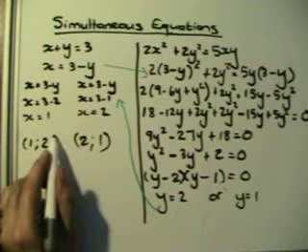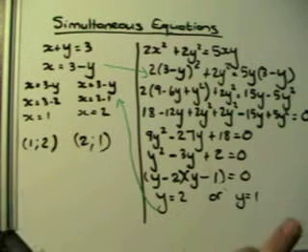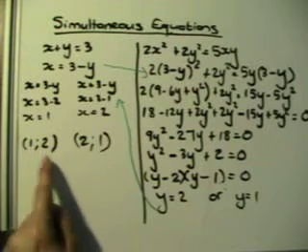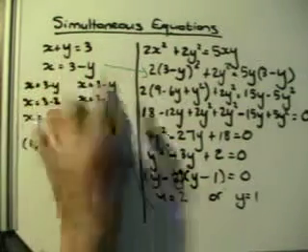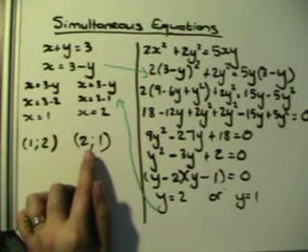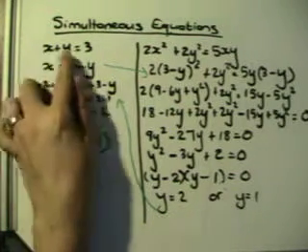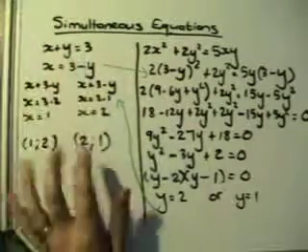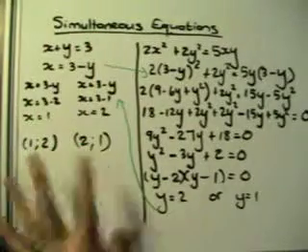And let's quickly check this answer. If x is 1 and y is 2, then 1 plus 2 gives me 3. And if x is 2 and y is 1, 2 plus 1 also gives me 3. So for this equation, these answers are both valid.